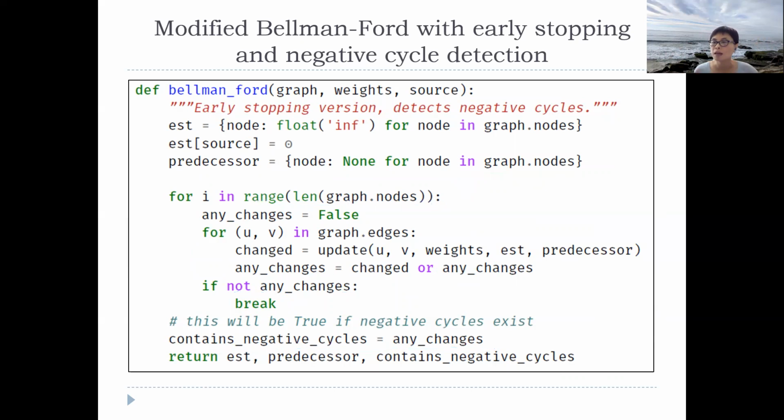That's it. Time complexity. This just changes the number of iterations from v-1 to v in the worst case, so it doesn't change the asymptotic time complexity of this algorithm. The asymptotic time complexity remains v times v.